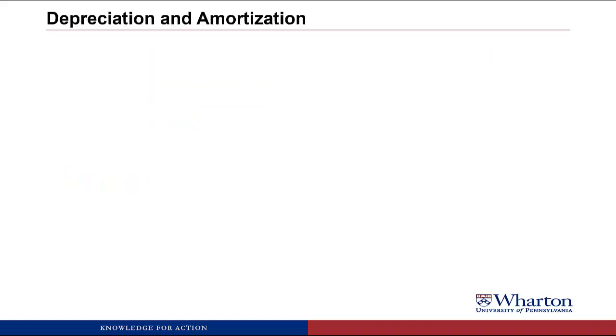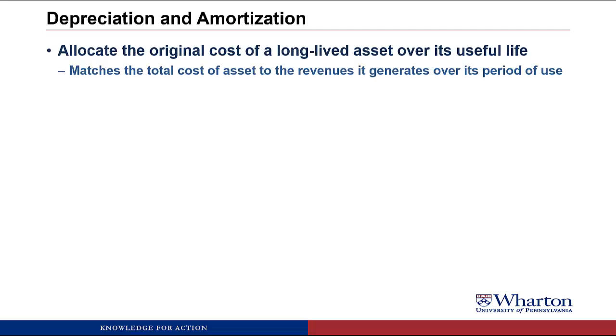Finally, we're going to talk about depreciation and amortization, which are just examples of deferred expenses, but there's a lot more to them, so I wanted to give them their own couple of slides. The goal of depreciation and amortization is to allocate the original cost of a long-lived asset over its useful life. What we want to do is match the total cost of the asset to the revenues it generates over its period of use. If you remember back in the introductory video, we looked at Dave's car transport service.